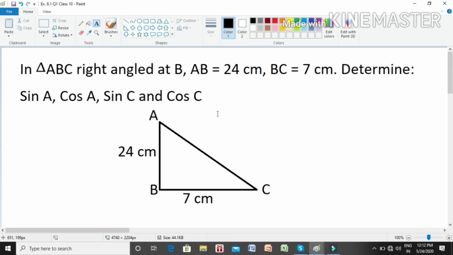Our first question, question number 1, exercise 8.1. So in triangle ABC, right angled at B, AB is equals 24, BC equals 7, determine sin A, cos A, sin C, cos C. Now, ABC is a right angle triangle and B is 90 degree, as you can see here. B here is 90 degree, and we have AB 24 centimeter. This is AB, which is 24 centimeter, and this is BC, which is 7 centimeter. Right now we have to find out what is sin A, cos A, sin C, and cos C.